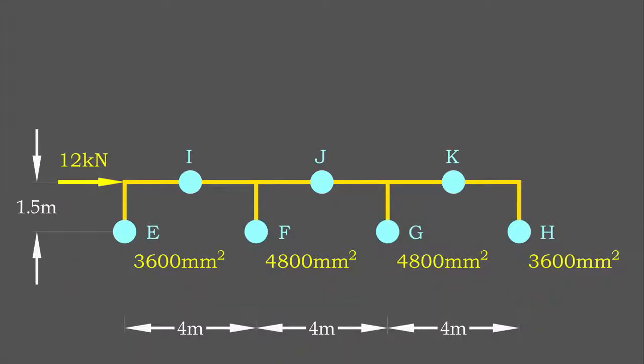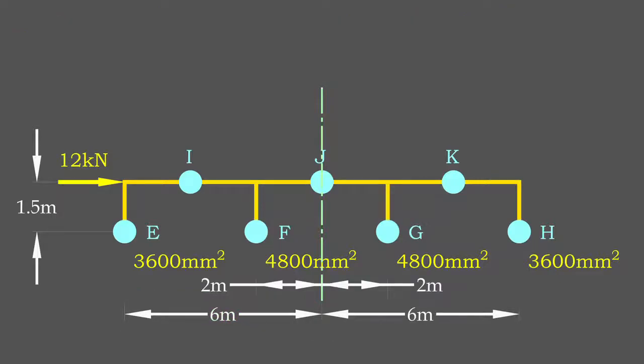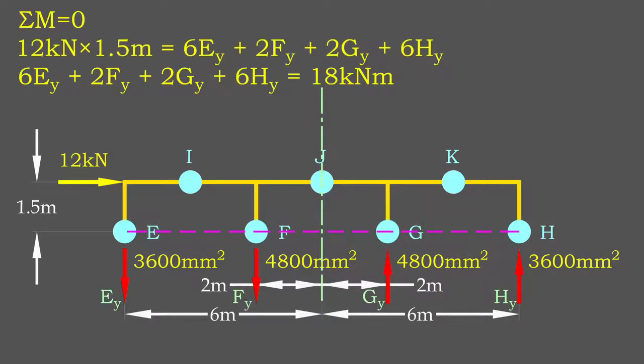First, we determine the centroid of column cross-sectional area at the top level. Moment induced by lateral load about this centroid is counteracted by the moment due to the axial force in the columns. Knowing the lever arm of each column from the centroid, we can form an equilibrium equation.